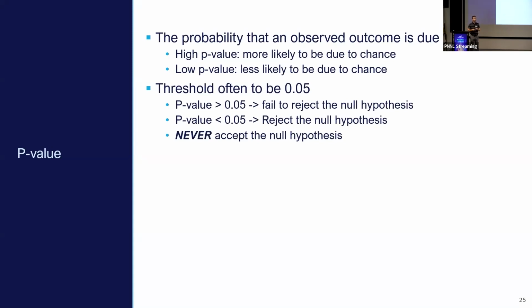Whereas if the p-value is less than 0.05, which means that it's less likely to be due to chance, that's when we're going to reject the null hypothesis. We do find that there's sufficient evidence to reject the null hypothesis, that there's no difference, and we can start acting as though, and we can start looking more at those differences that we were looking for. One thing to note is that you never actually accept the null hypothesis.